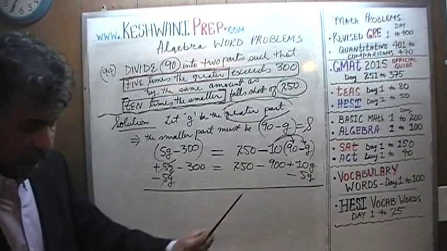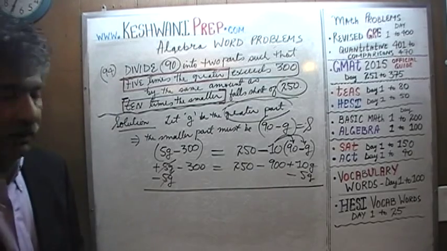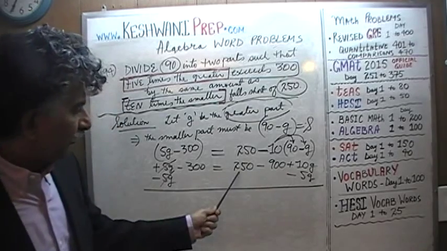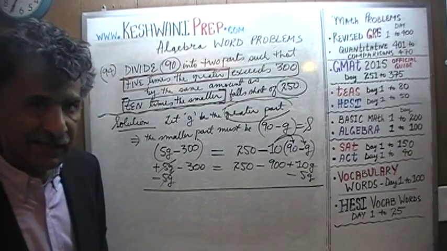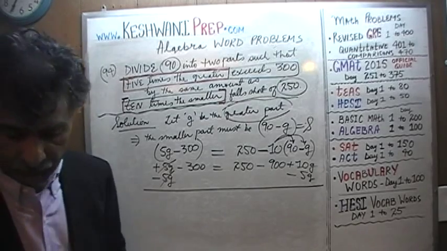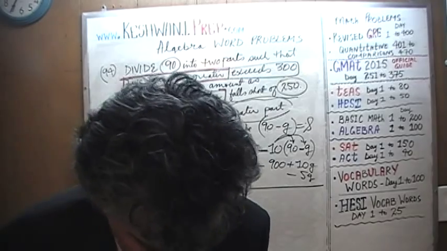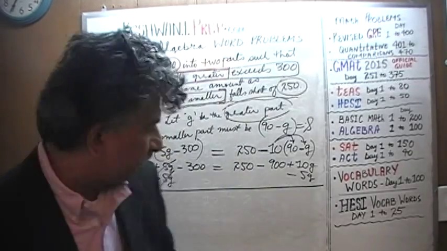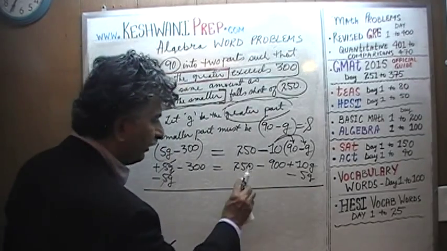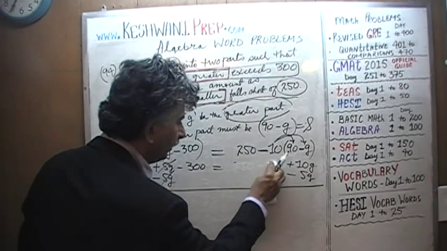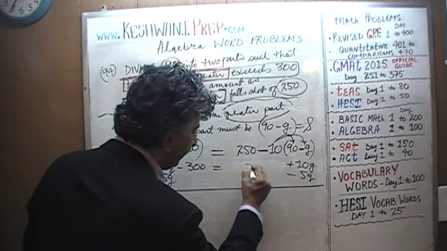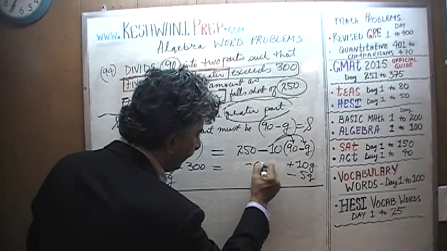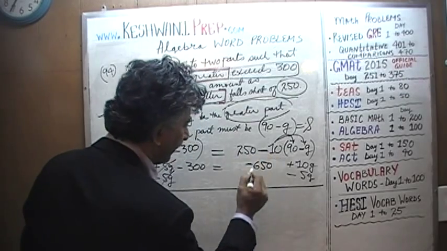250 minus 900. 250 minus 900 is how much? 200 minus 900 would have been negative 700, so it's going to be negative 650. So 250 minus 900 is negative 650, let's put it here so that we don't have to do it in two steps. This is negative 650.